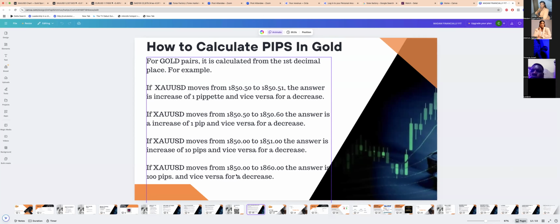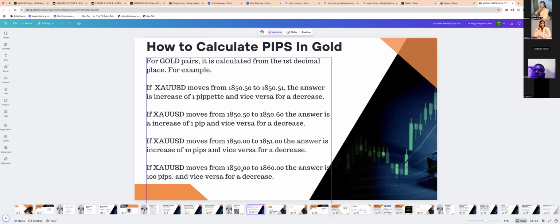So let me explain. 1850, now do 1851. The difference between 1850 and 1851 is 1. Then you just add the zero, the point there is the 0. So that point is now 10. But look at this one: 1850, 1860. What's the answer? 10. Add the point, how many? 100 pips. Do you see? The difference between 1850 and 1860 is 10. Add the point, it is 100.